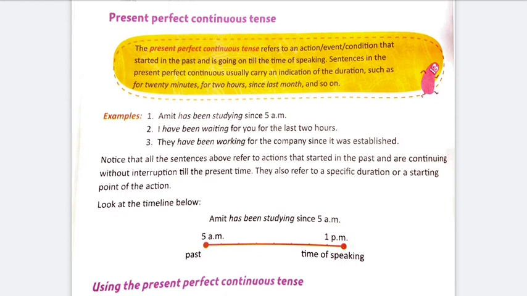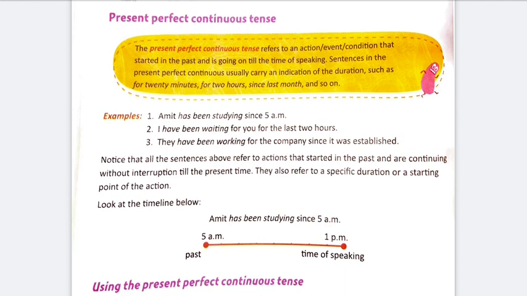It's very simple, just go through it. The present perfect continuous tense refers to an action, event, or condition that started in the past and is going on till the time of speaking. Sentences in the present perfect continuous usually carry an indication of the duration. You have to understand this. Again, I am repeating, such as for 20 minutes, for 2 hours. If this indication is there, then you will understand it will be present perfect continuous.